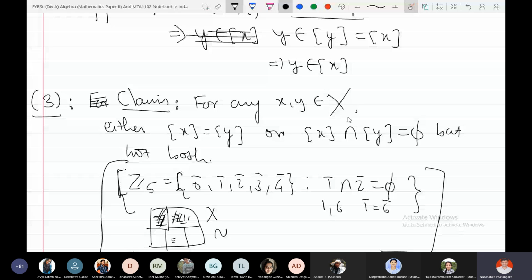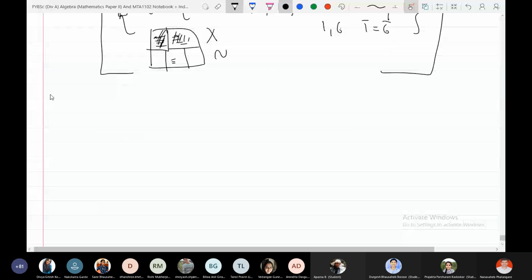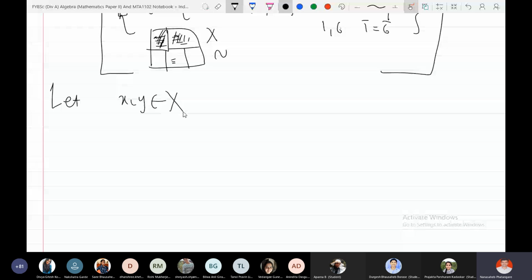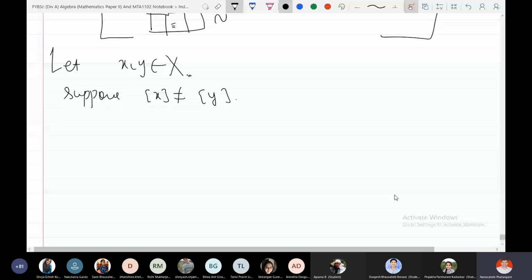So let x, y belong to X. Remember that we are assuming our relation, a tilde, is an equivalence relation. Suppose the equivalence class of X is not the same as the equivalence class of Y. Suppose their classes are not the same. Not the same means what? Again, you have to think over it.